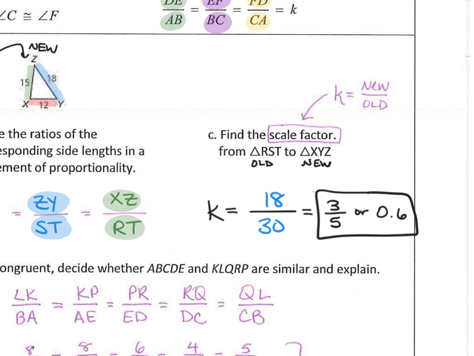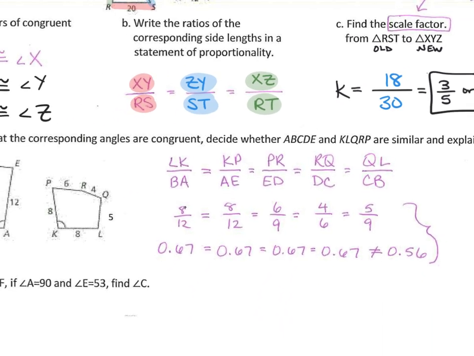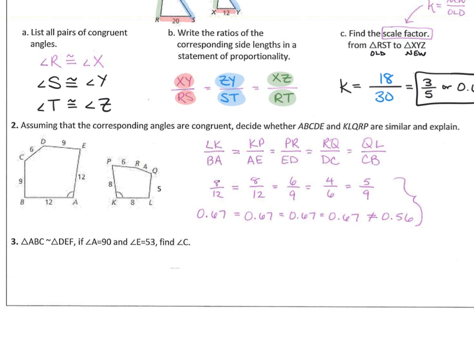All right. The next problem is kind of a doozy, so I've done all of the work for you. You just have to draw the right conclusion. It says the corresponding angles are congruent. We're going to decide whether the shape ABCDE and the shape KLQRP are similar and explain why or why not.